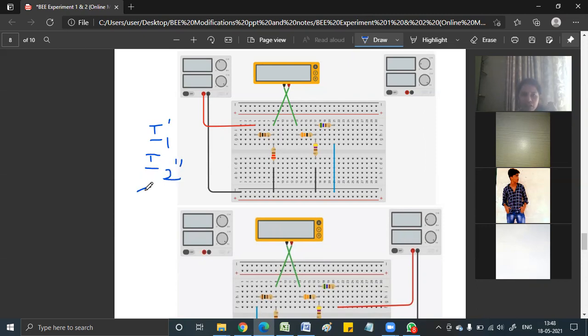And you will have the current I3 dash. There were 3 sources in the first experiment, right? So when one source is acting, the other two will be shorted, and you'll be finding the currents, that is I1 dash, I2 dash, and I3 dash, right? Once you add all the 3 currents, you will get the answer of what is the current through that resistor. And that value has to match with the first experiment, because in the first experiment, all the 3 sources were acting. Is this clear?